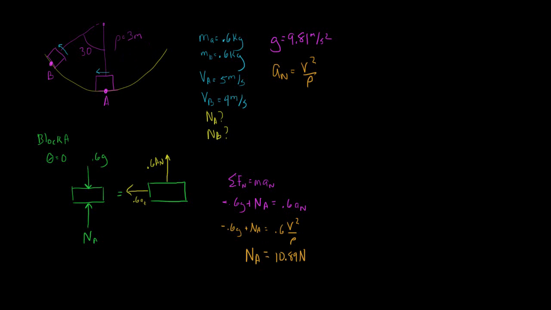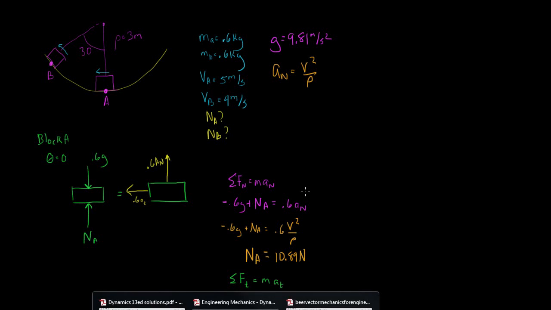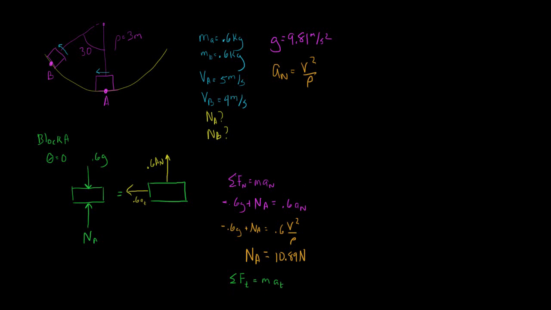10.89 newtons. Now, let's look at the sum of the forces in the tangential direction is equal to a mass times an acceleration in the tangential direction. However, if you look at this, you notice that there is no forces in the tangential direction. So our tangential acceleration is equal to 0, and we only have a normal acceleration.